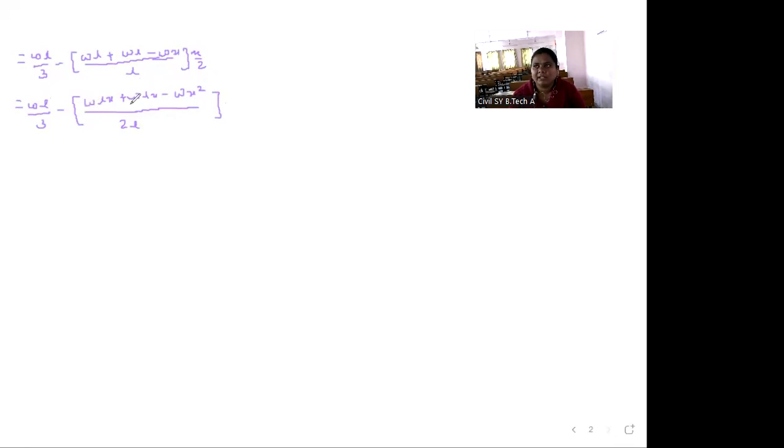Okay, this one WL and this one WL, that is 2WL. But whenever we multiply by this minus 2 bracket, at that time WL divided by 3 minus 2WLX. Look, how will this minus 2WLX be? Minus plus minus and minus plus minus. So this one and this one is 2WLX. After that, minus into minus is plus WX square divided by 2L.